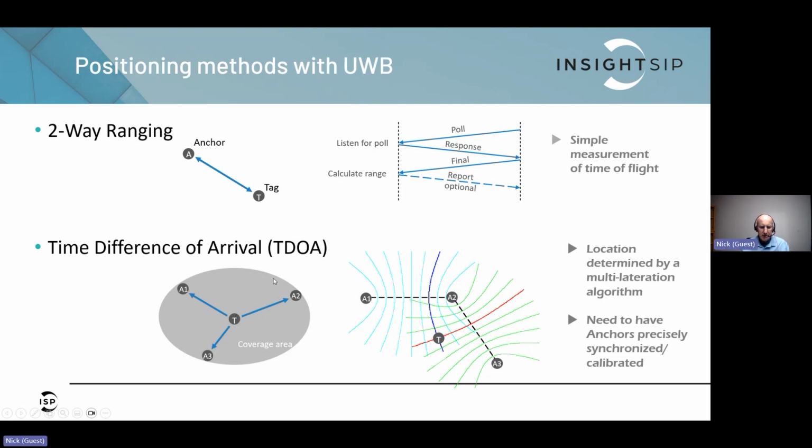The other method is called time difference of arrival, and here you have a tag and some anchors around it, and this tag sends out a pulse. It's detected by all these anchors, and you measure the time that it arrives at each anchor, and from that you can do some maths and work out where the tag is.